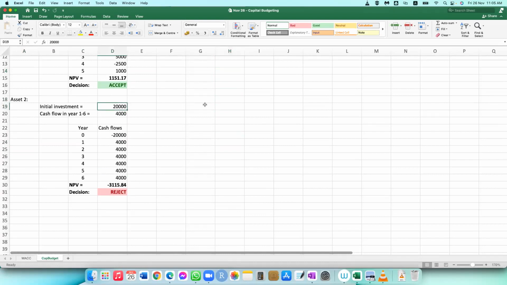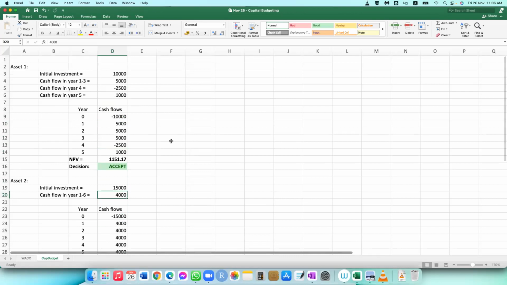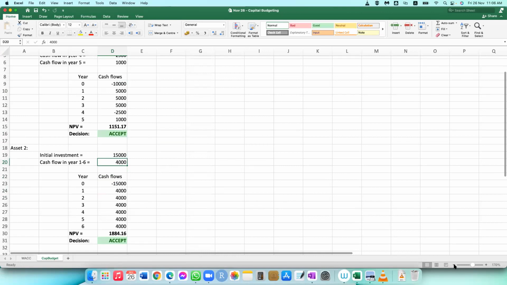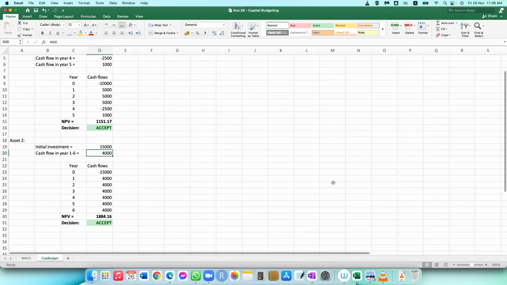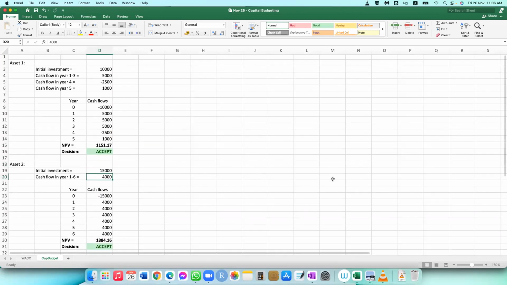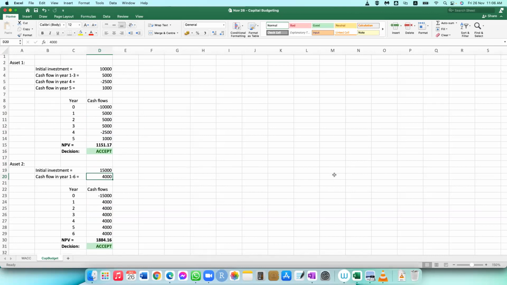So to make it investable, I will change the example. I will reduce the initial investment. Let's say 15,000. Now it is positive. It has positive NPV and it is also acceptable. So now the question is, should we invest in both the projects? What do you think?